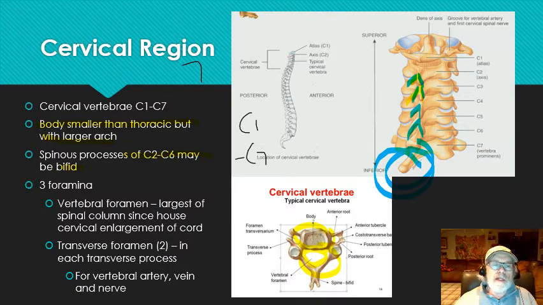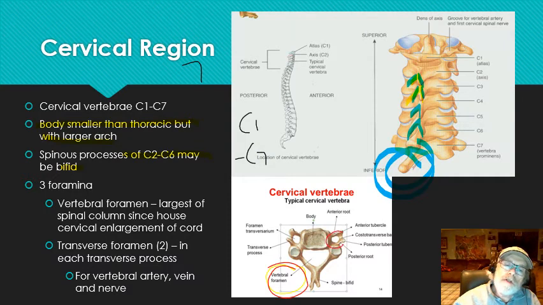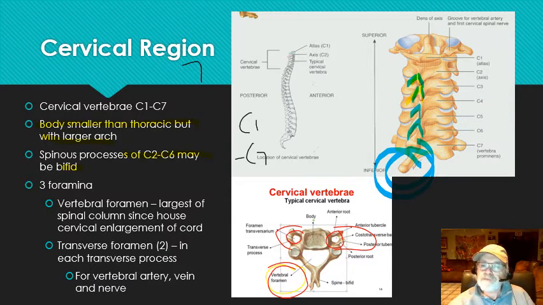The thing about it is we have a couple extra little holes in the cervical vertebrae. We obviously have my vertebral foramen for the spinal cord. But in the cervical vertebrae, they also have 2 other holes, this one right here and this one right here. That would be where the transverse process basically should be. These are called transverse foramen on both sides. Now these are really important.